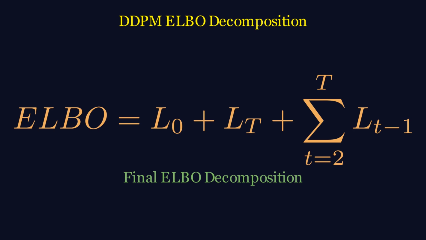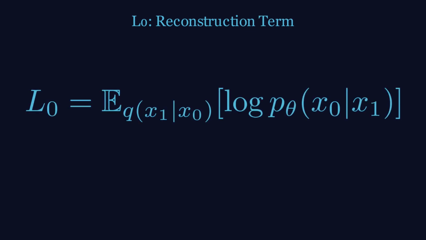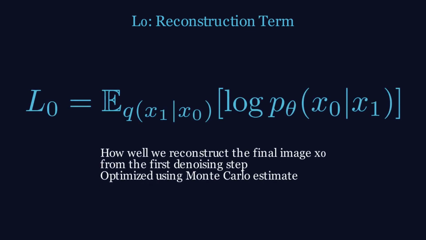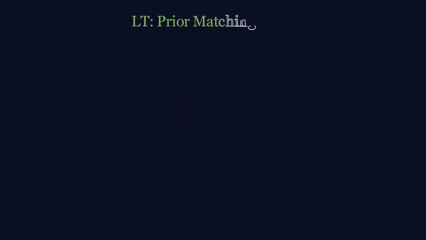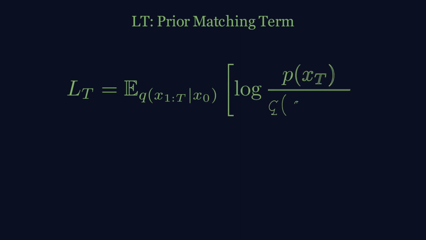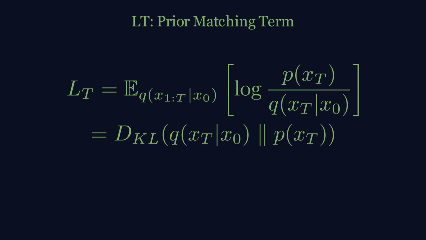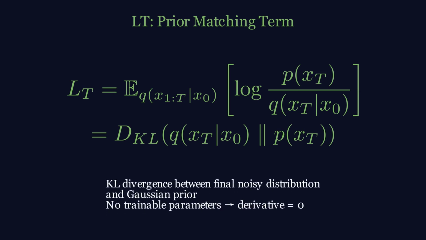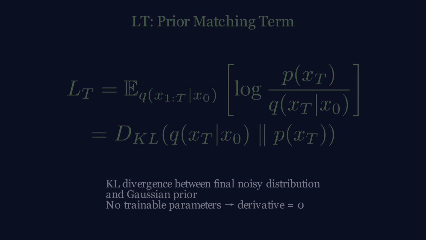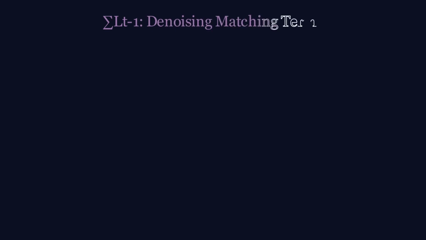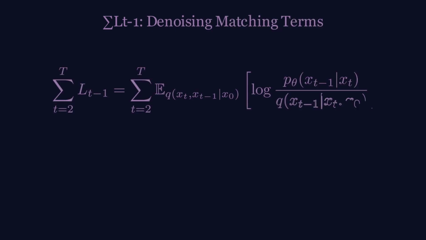L0 is the reconstruction term. It measures how well we recover the clean image from the first noisy step. This is optimized using Monte Carlo sampling. LT measures how close our final noise matches a standard Gaussian prior. Crucially, this has no trainable parameters. It is just a constant. The sum of L terms is where learning happens. Each term compares our model's denoiser to the perfect posterior at that timestep.